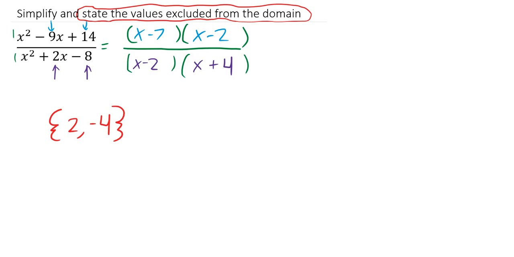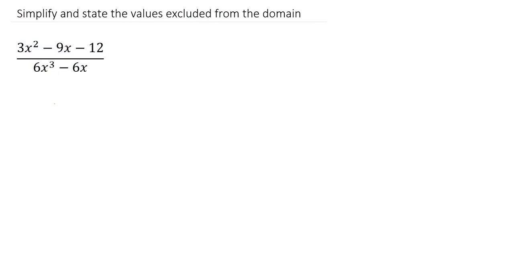Now I can move on to the simplifying. Simplifying happens by canceling common factors. On top, there's an x minus 2. On bottom, there's an x minus 2. So my simplified answer is going to be x minus 7 over x plus 4. I can only cancel things that are common factors, things that I see in parentheses on top and in parentheses on bottom.